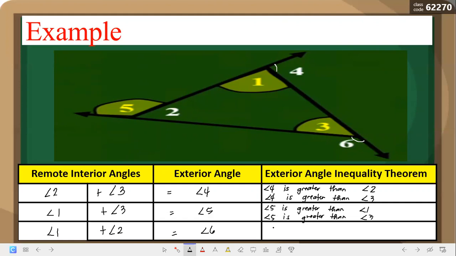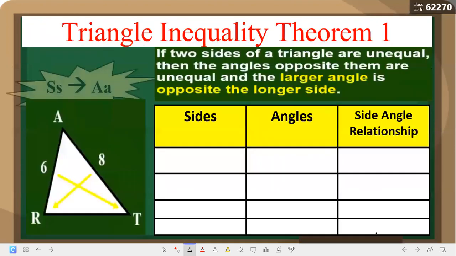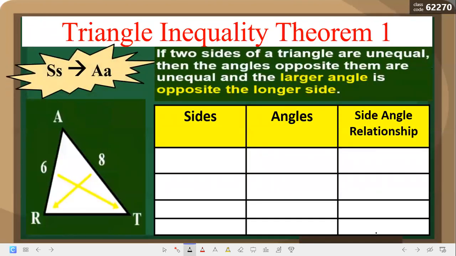Angle 5 is greater than angle 3. Also with the last one, we have angle 6 is greater than angle 1. And angle 6 is greater than angle 2. So yun lang po yung simpleng meaning ng exterior angle inequality theorem. So let us proceed with triangle inequality theorem.